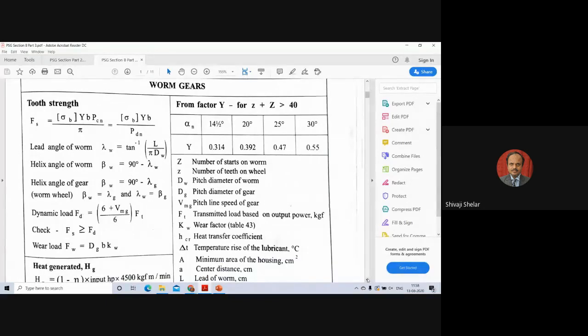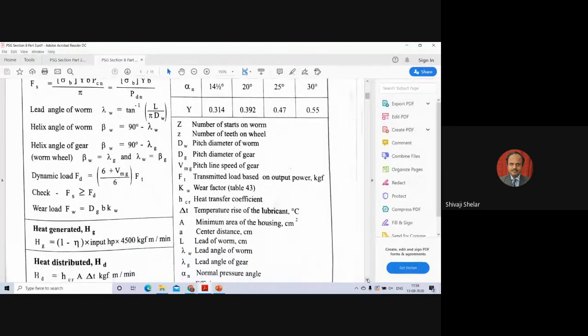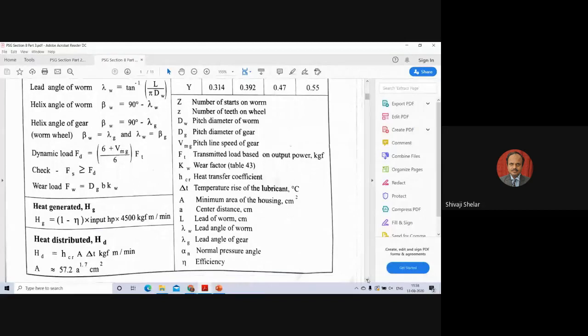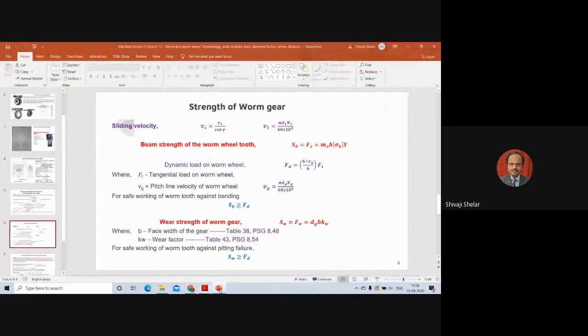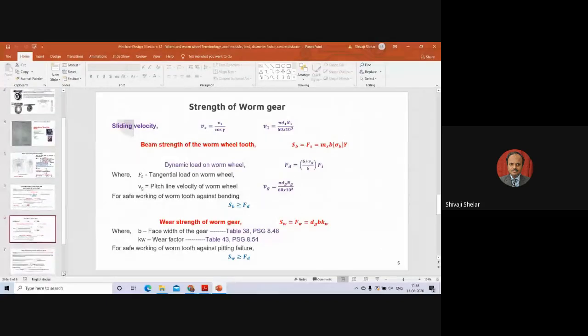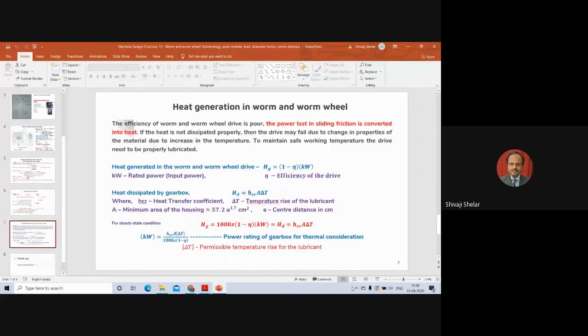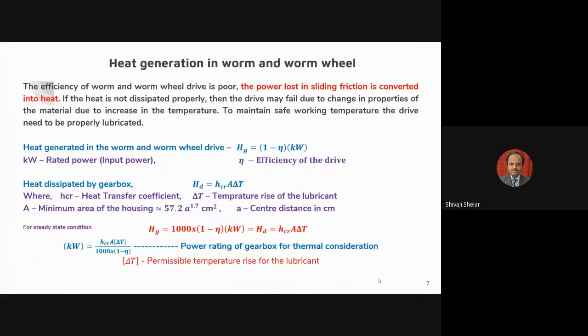Now there is an important concept, heat generation, because there is a large amount of friction. What is meant by heat generation? Let's go to the slide and understand this heat generation and how we can overcome it. Okay, so let's come back to your slide. This is a very, very important aspect, the thermal consideration or heat generation in the drive.